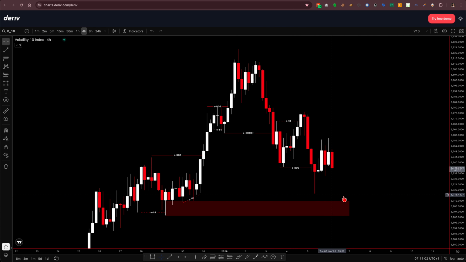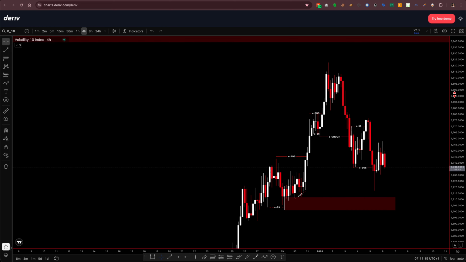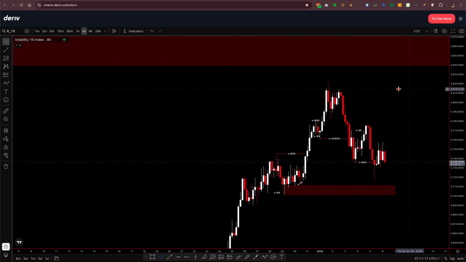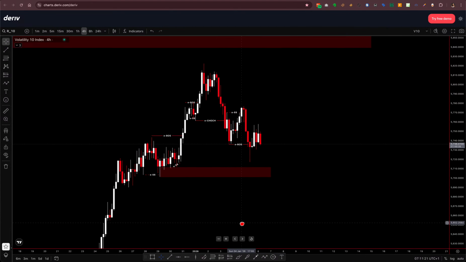So by the time I'm scaling down, I'm looking for possible sales on the 15-minute time frame that would tap into this zone before I now map out my next movement. But before that, I need to draw out my weekly separators.